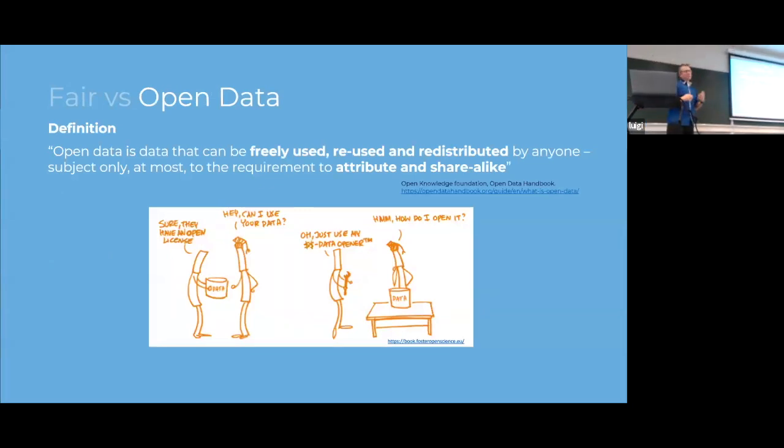When we want to share the data, there are different ways to do it. A very common view is to open the data, just open the data and give access. So we will distinguish two things, FAIR data and open data. Open data is seen as data that can be freely used, reused, and redistributed by anyone. There is no restriction. Anyone can access and use the data.